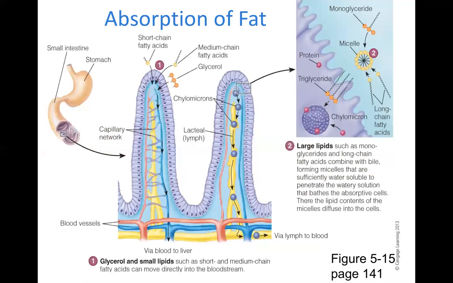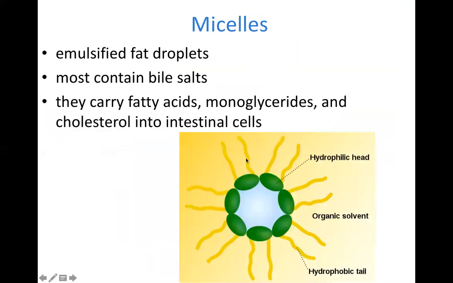So let's get a closer look at micelles. Micelles are emulsified fat droplets. Remember that emulsifiers allow fats to mix with water, and most of these contain bile, which is our emulsifier. Micelles can help bring fatty acids across the intestinal cell because they can mix with both fat and water. The hydrophobic tail is afraid of water, but the hydrophilic head loves water and can move across the cell.